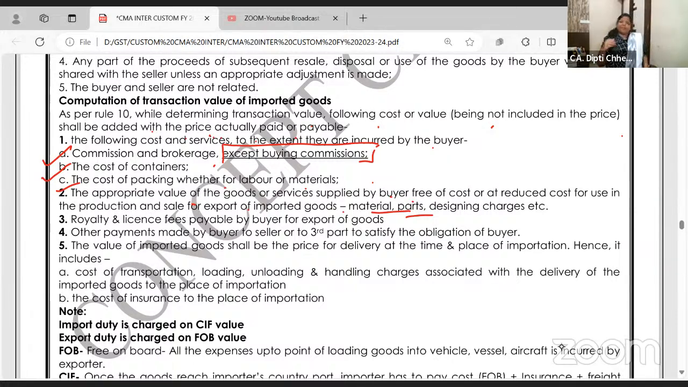Other payments made by the buyer to the seller or to the third party. I'm paying 500 rupees to the seller, exporter, and 100 rupees to his relative. So for me, the cost of the goods is 600, no? Simple. Isn't it exactly like your transaction value of GST?